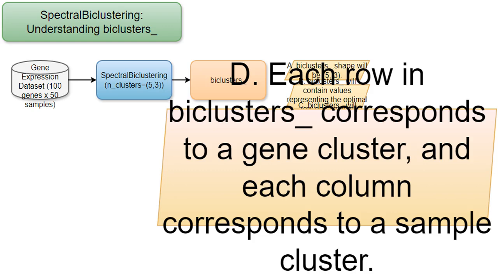This statement is incorrect. The organization of information within BICLUSTERS isn't this simple. It's not a simple matrix of gene clusters versus sample clusters. The structure is designed to represent cluster membership in a way that might be more complicated than a simple matrix.